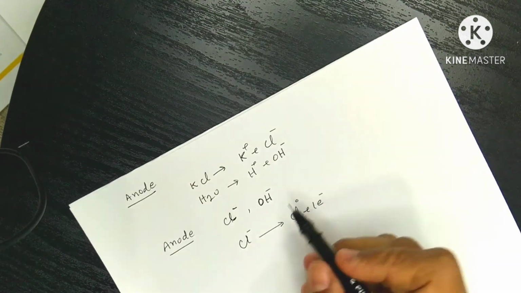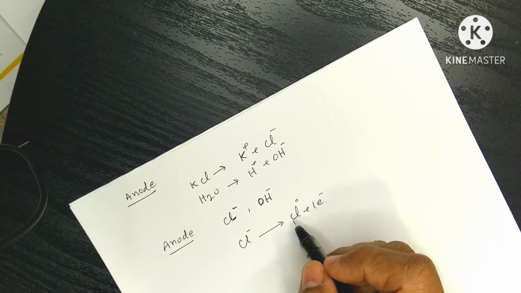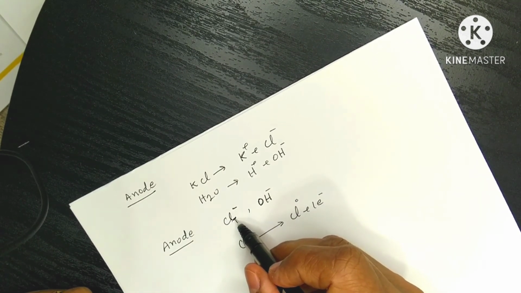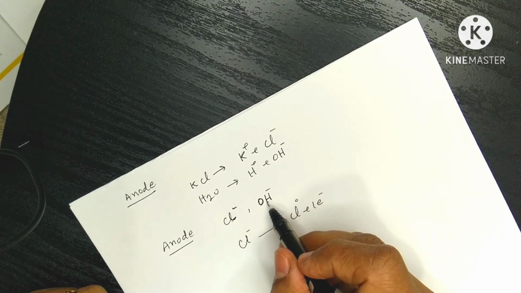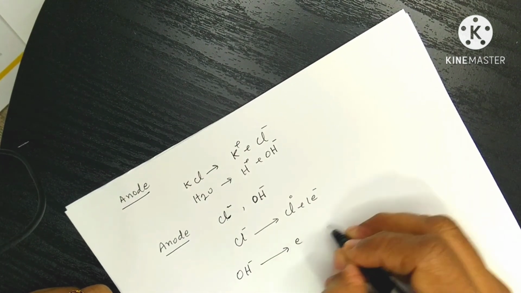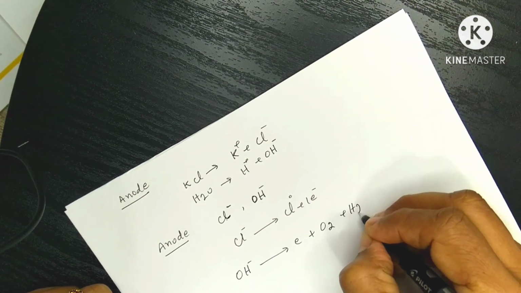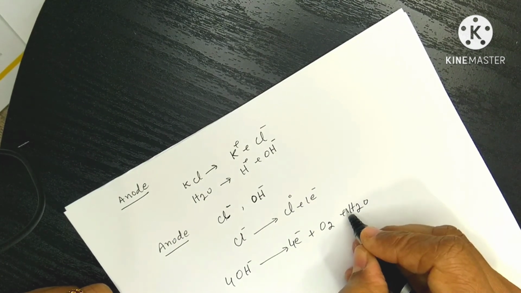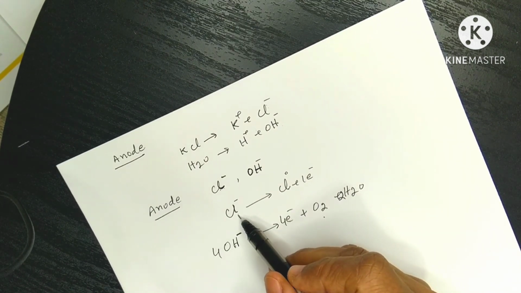But if we take very dilute solution of potassium chloride, it means we have less number of the chloride ions and we have more hydroxide ions. So hydroxide ions will move towards the anode. Hydroxide ions, they will release the electron and convert into the oxygen and water molecule. If I balance this will be like this. So oxygen gas will release at the anode and chloride ion, they will remain in the solution.